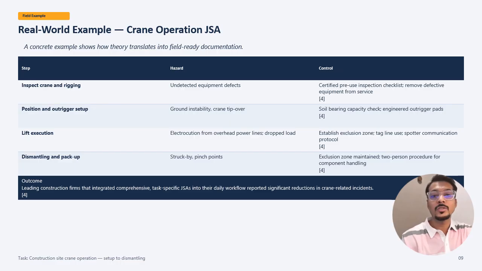Lift execution: the hazards are electrocution from overhead power lines and dropped loads. The controls are establishing an exclusion zone, tag line use, and a spotter communication protocol. Dismantling and pack up is also most important. We might think the work is done, so that's over. No, not like that. The hazards are struck by and pinch points. The controls are exclusion zone monitoring and a two-person procedure for component handling. The outcome: a leading construction firm that integrated comprehensive task-specific JSA into their daily workflow reported significantly reduced crane-related incidents.